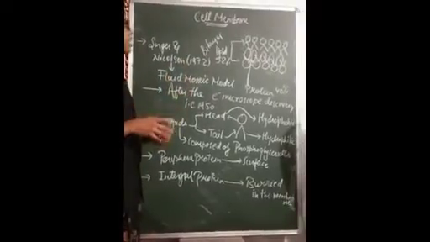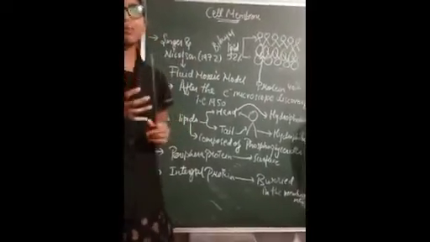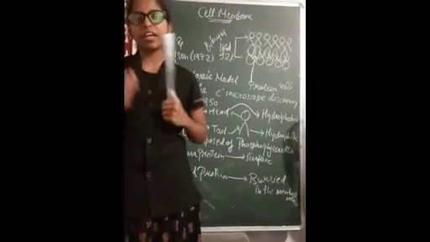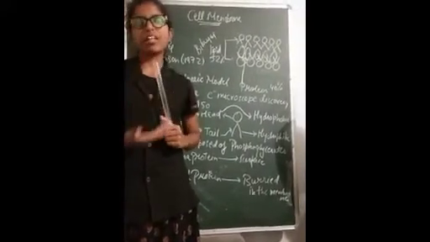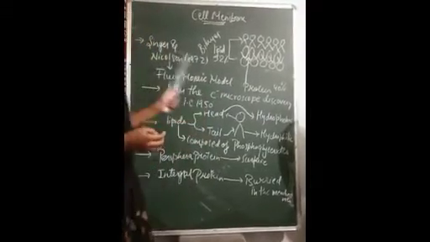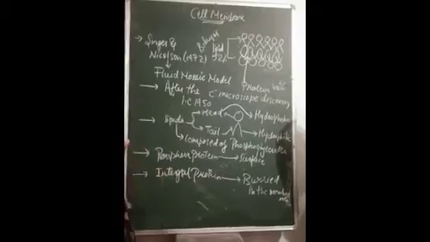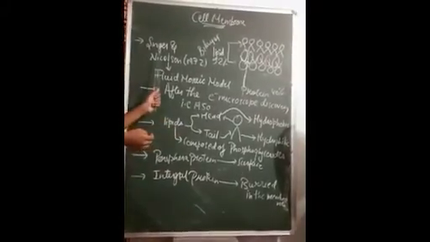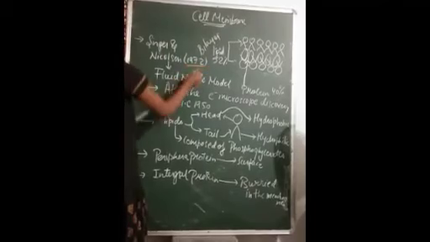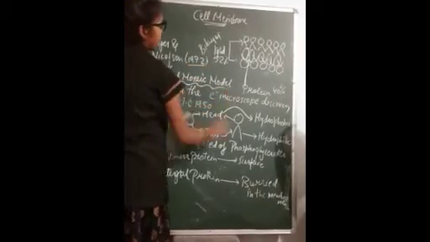There were many scientists who came and tried to give their theories and different structures for the cell membrane, but the most accepted one which we study today is the fluid mosaic model. This is the fluid mosaic model given by Singer and Nicholson in the year 1972.